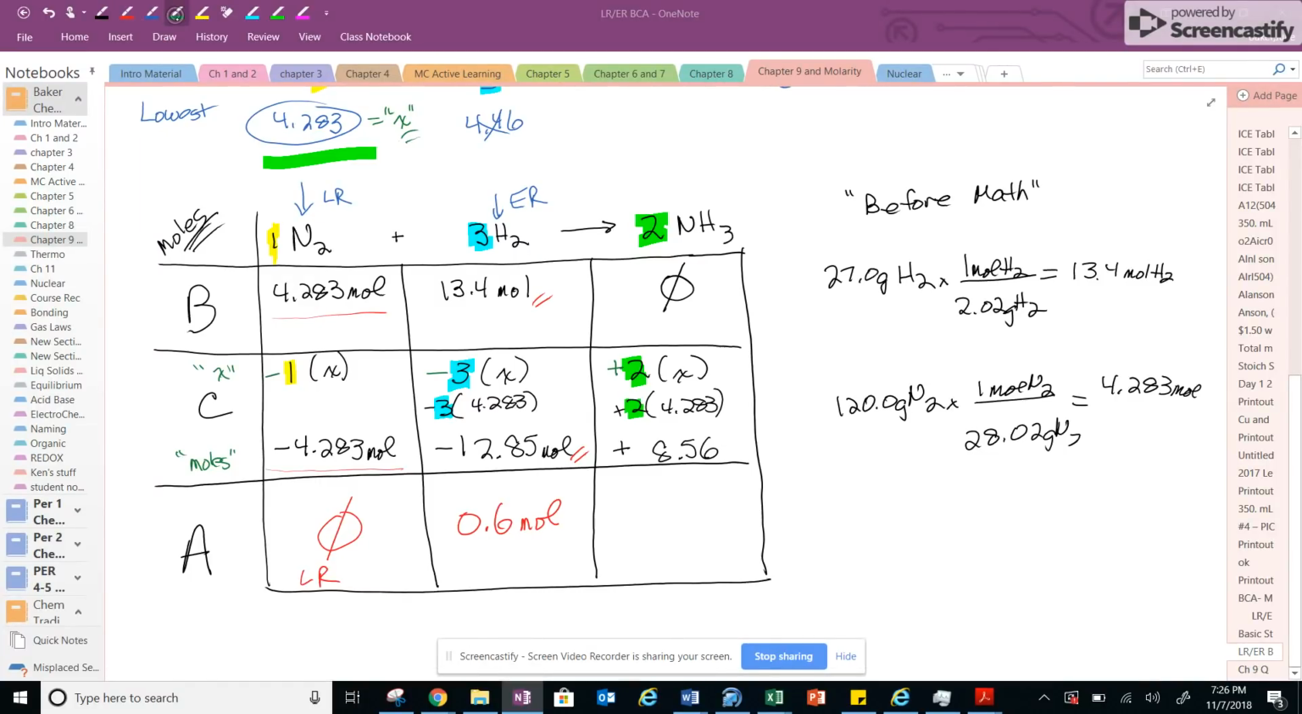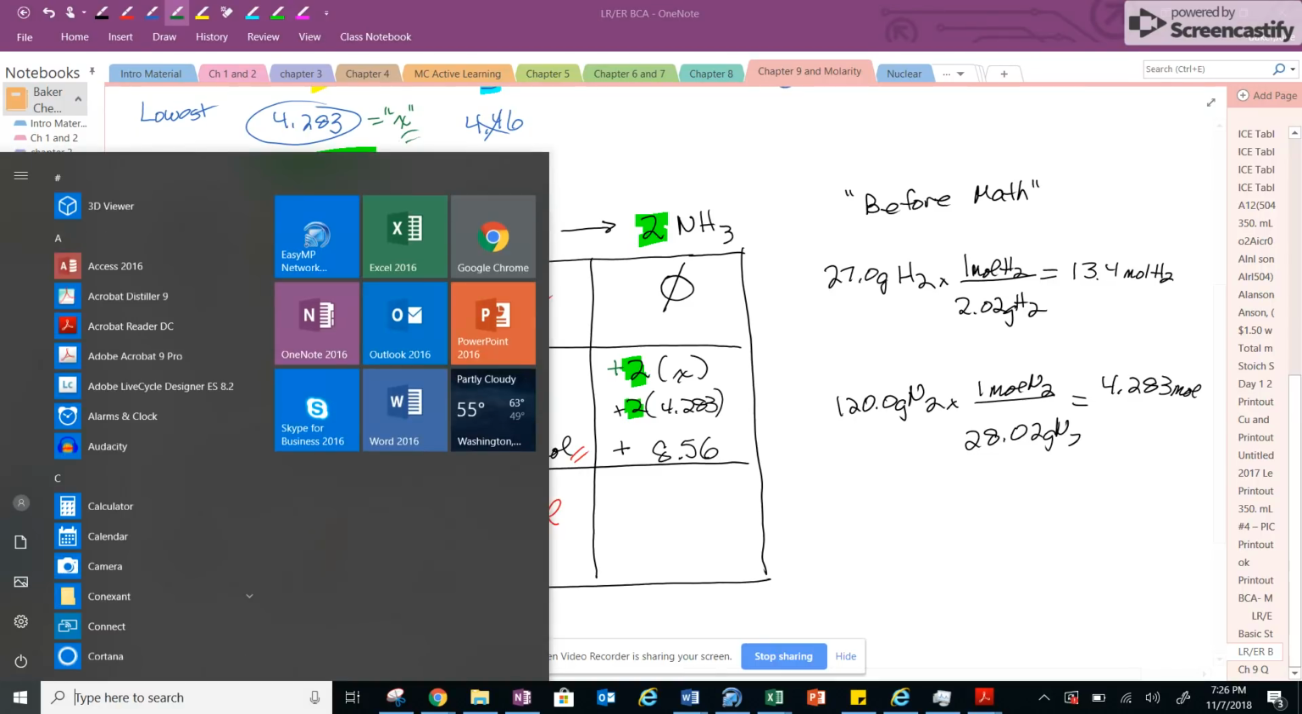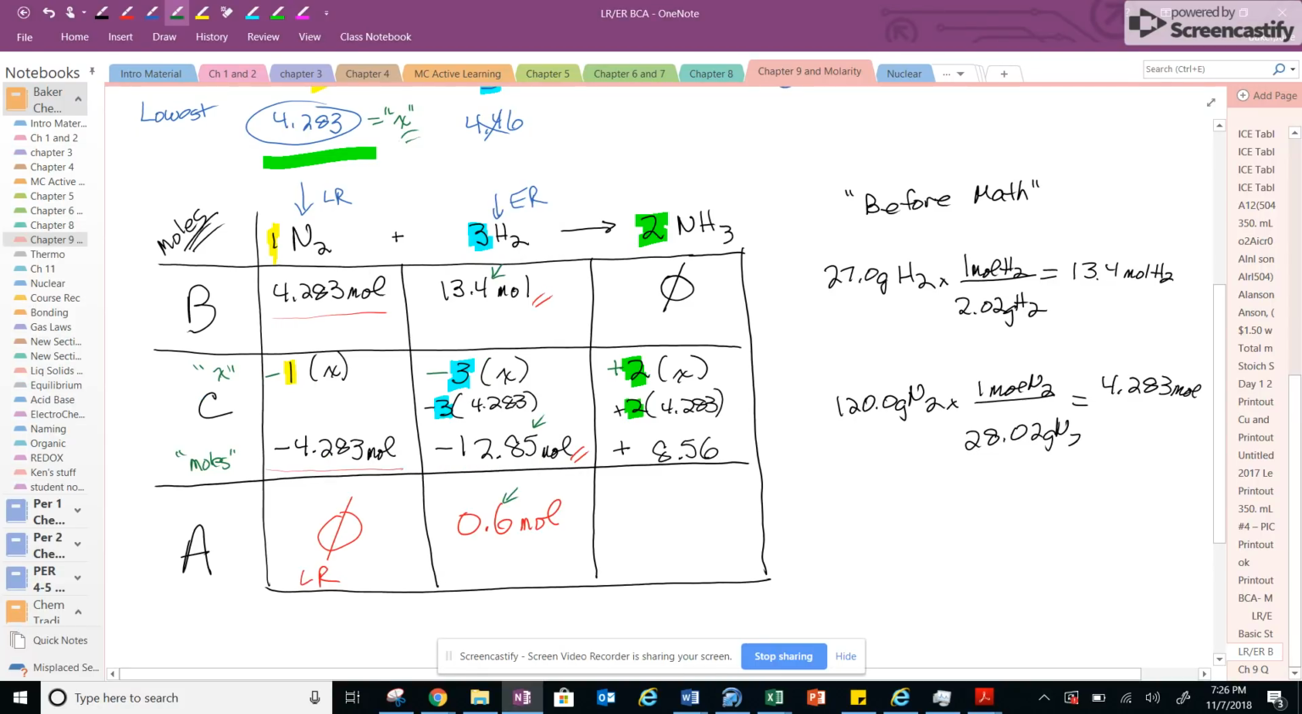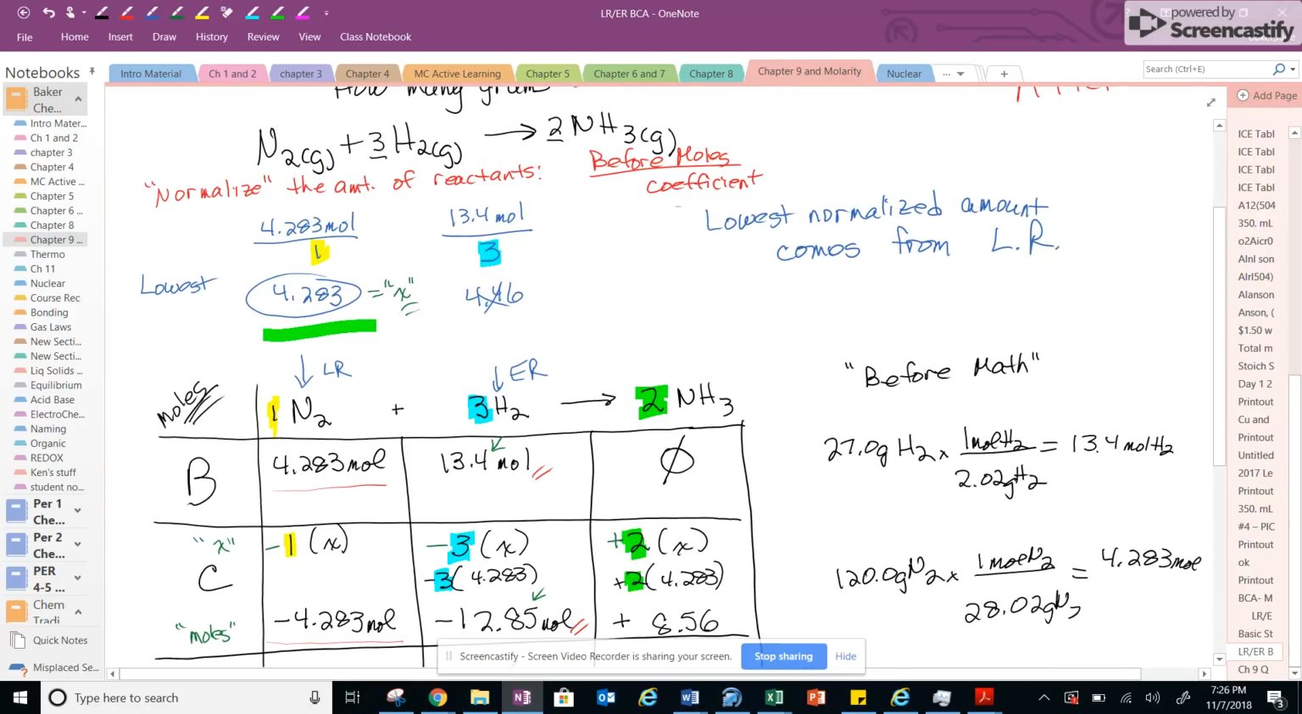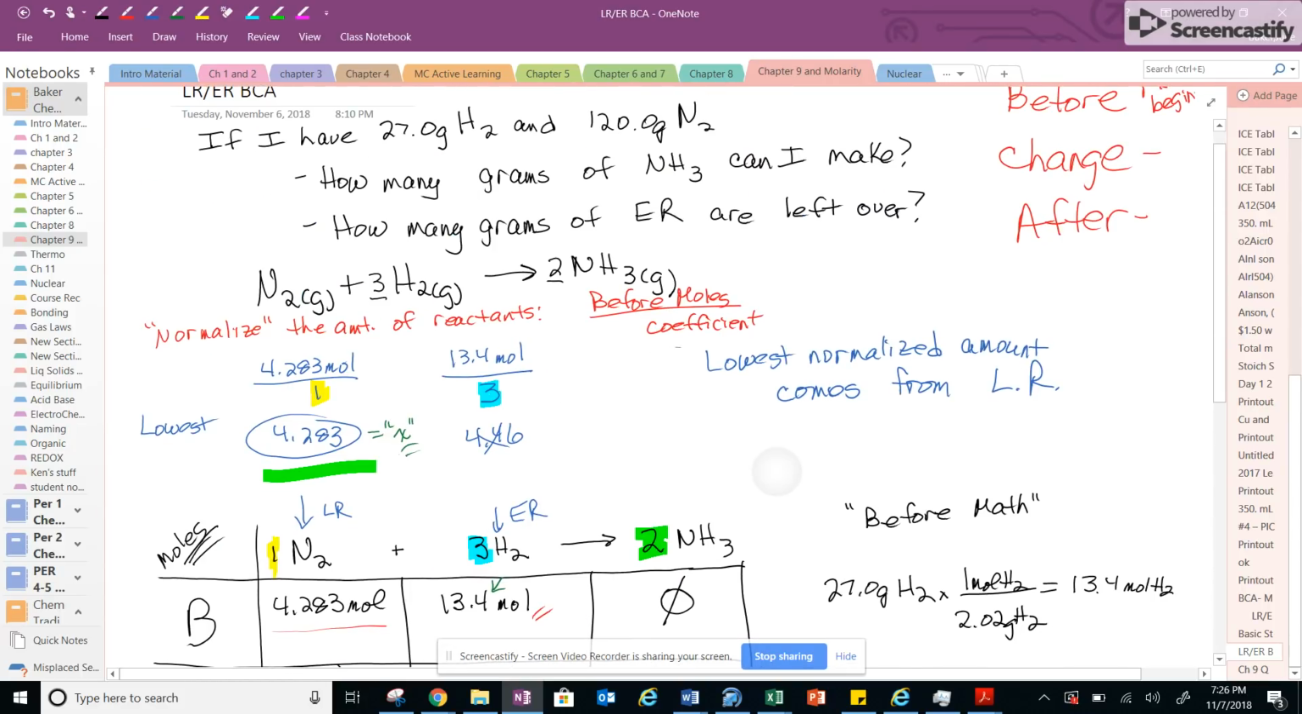Here, hey, look at me. I looked at my sig figs. That goes to the 10th place. That goes to the 100th place. So I needed to round to that 10th place. And then in terms of the moles of ammonia, this is going to go up by 8.56 moles. All right. So remember my questions were, how many grams of NH3 can I make?